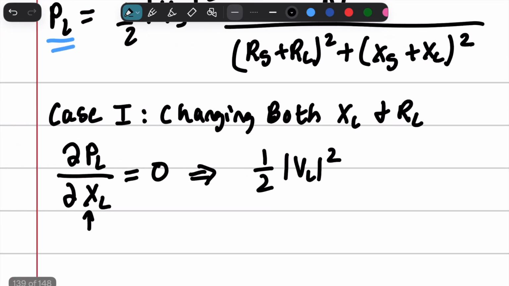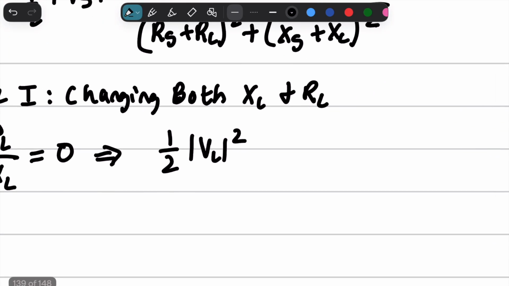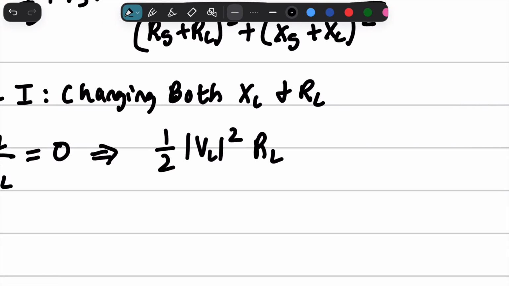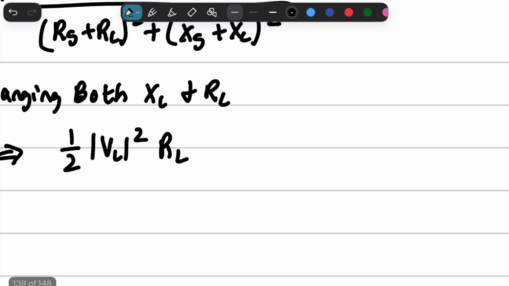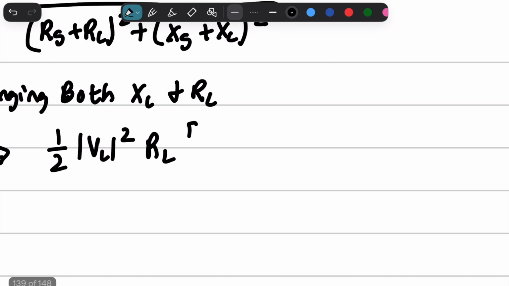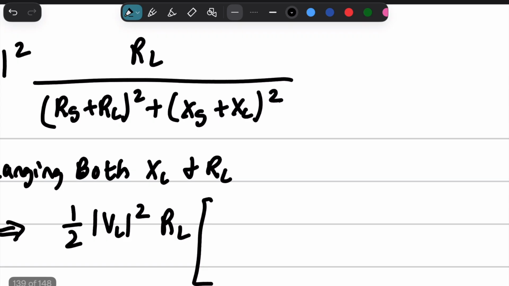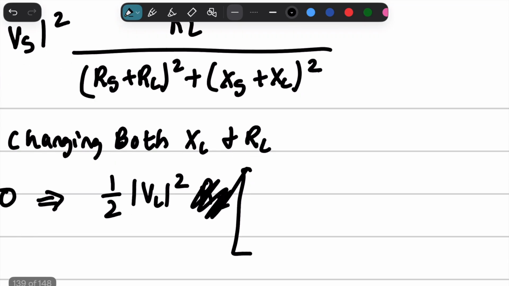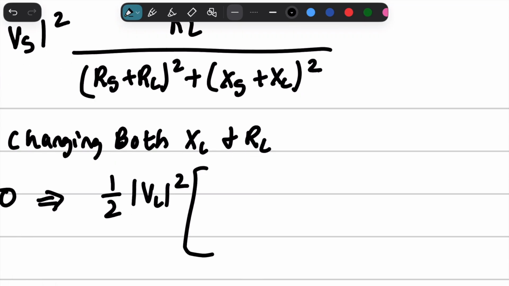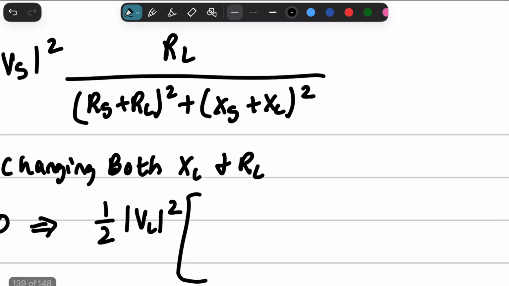In this derivation, in this partial, technically we can take out RL because RL is being held constant. So let me just go ahead and do that. Now we're going to take the derivative. Actually, no, I'm going to go ahead and keep RL up here.